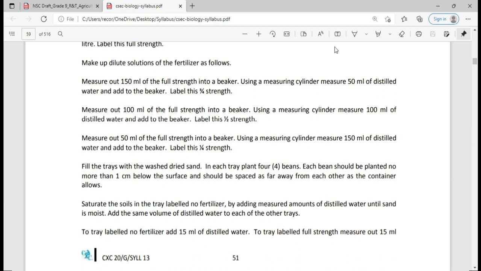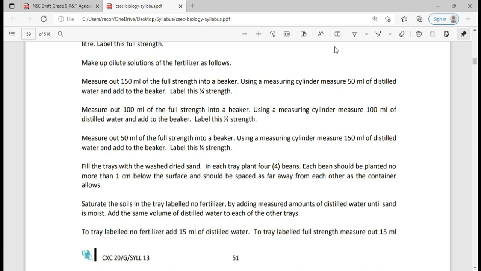Fill the tray with washed dried sand. In each tray, plant 4 beans. I hope you are following the detailed instruction. Each bean should be planted no more than 1 centimeter below the surface and should be spaced as far away from each other as the container will allow.